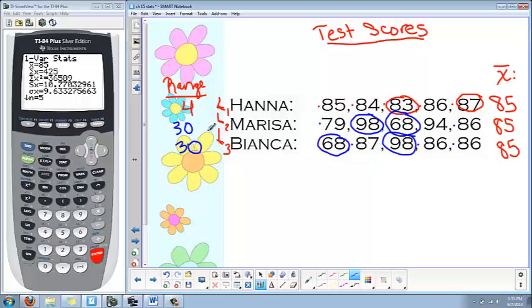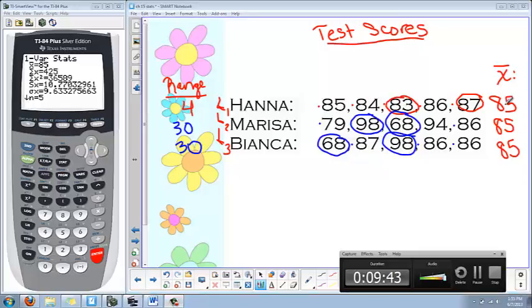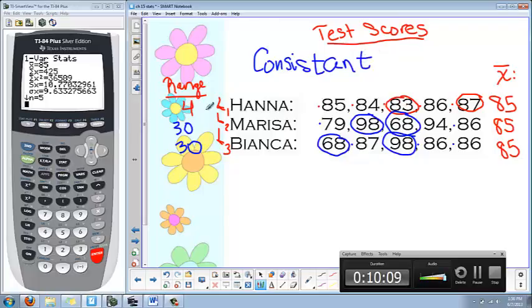So you can tell just from this information that, number one, averages aren't always the best indicators of the kind of students that you have in your classroom. Because clearly Hannah was doing a better job because all of her scores were really consistent. I'm going to write that word up here because it's really important. Consistent. Maybe that's an A. This is why I'm a math teacher, not an English teacher. Consistent. Whatever. Okay, consistent. Hannah is a really consistent student versus Marissa and Bianca.